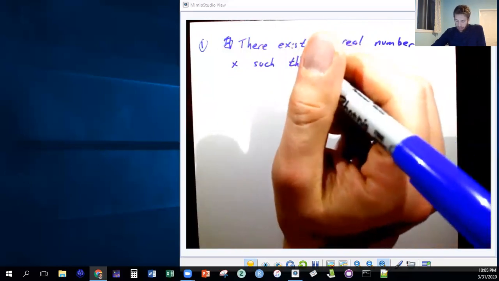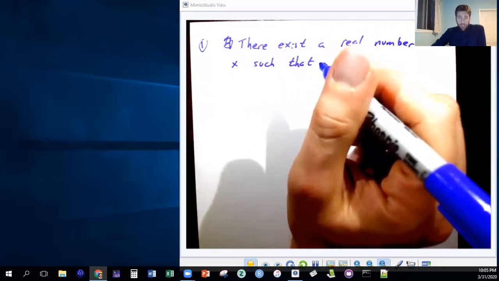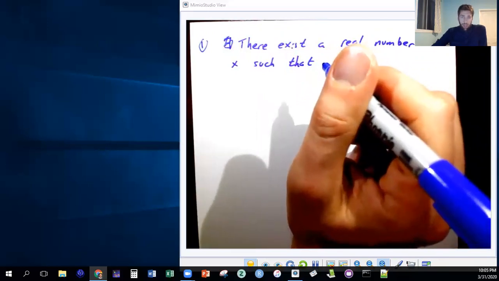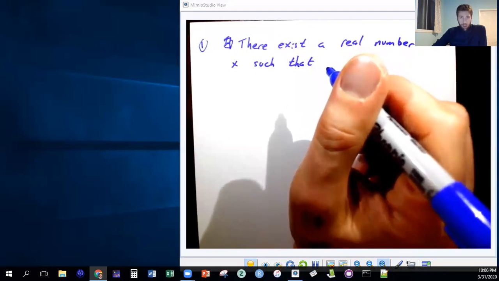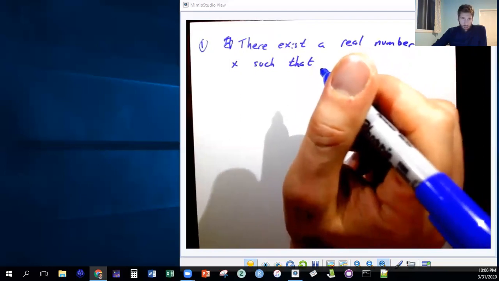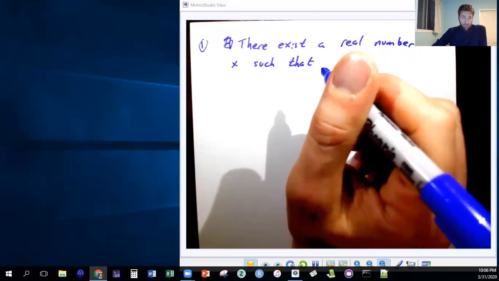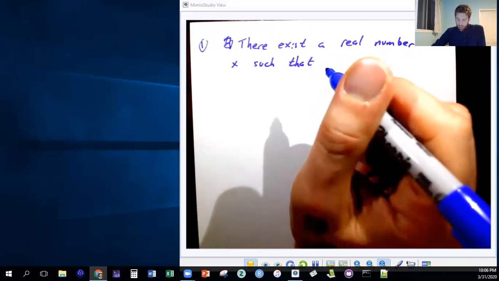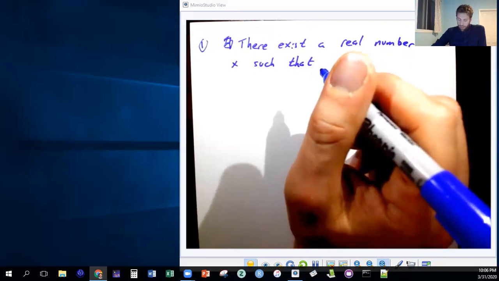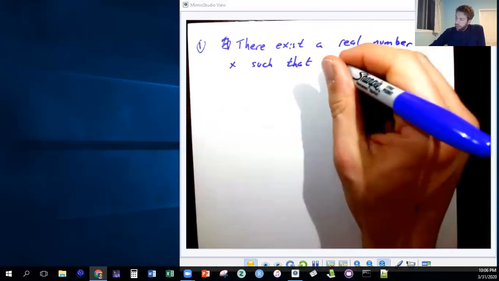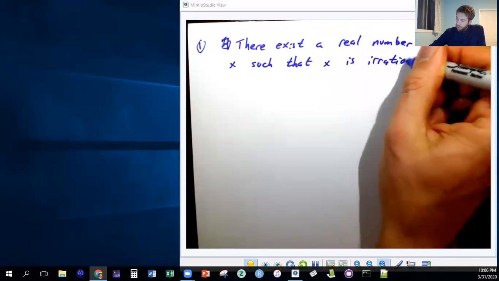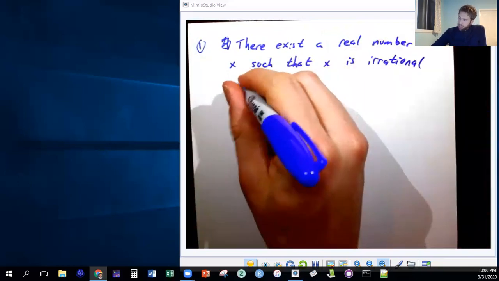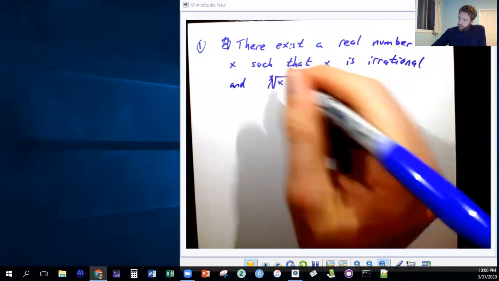I'm going to negate this. Negating an if-then really becomes an and statement, okay? Because if an if-then is false, that means the if is true, and the then is false. So x is irrational, and the cube root of x is rational.